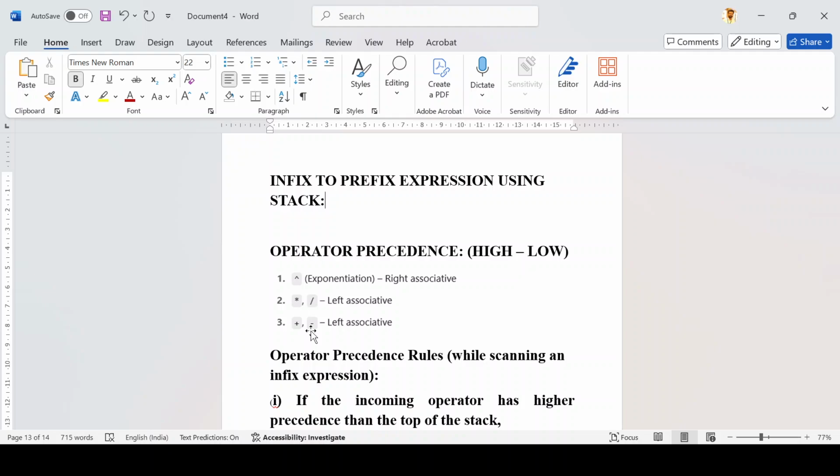Here you can see plus or minus: in A plus B, at first the A value will be taken and then the B value, so it is left associative. Multiply, 2 into 3: 2 is taken first and then multiplied with 3. But exponential means 2 power 3: here 3 is taken first and then the corresponding 2 value is taken second. So this is what left associative and right associative mean.